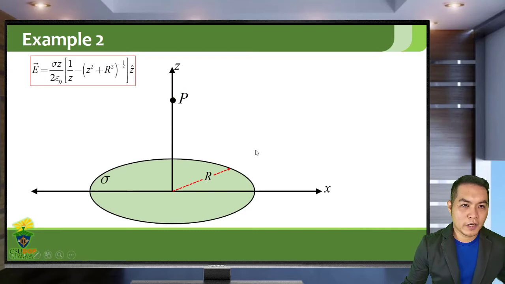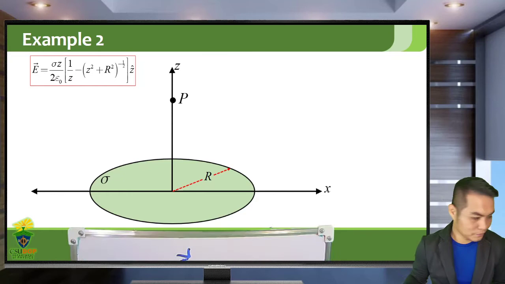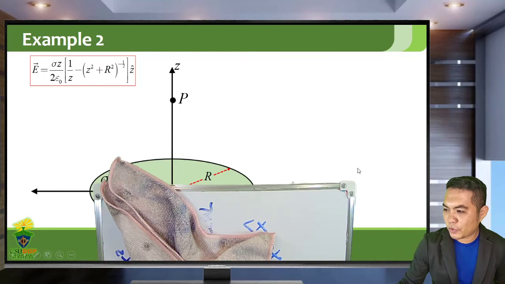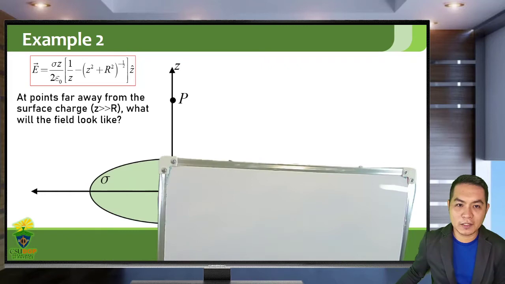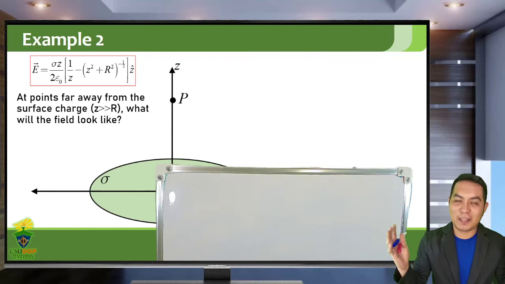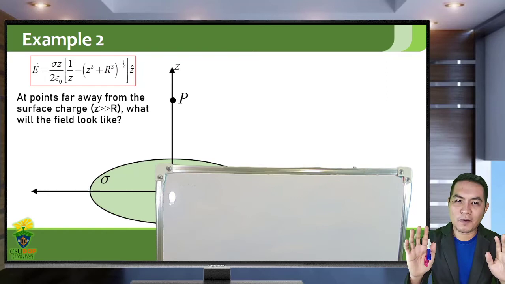Okay, so follow-up question. We can also write our answer like this, no? So what if now, similar to the previous problem, we get the limiting cases. So at points far away from the surface charge distribution, what will your electric field look like? Of course, I've already introduced the idea to you that anything, whether it's a line, a surface, or a volume, if it's viewed from a very far point, then it will look like a point. It will look like a point charge.